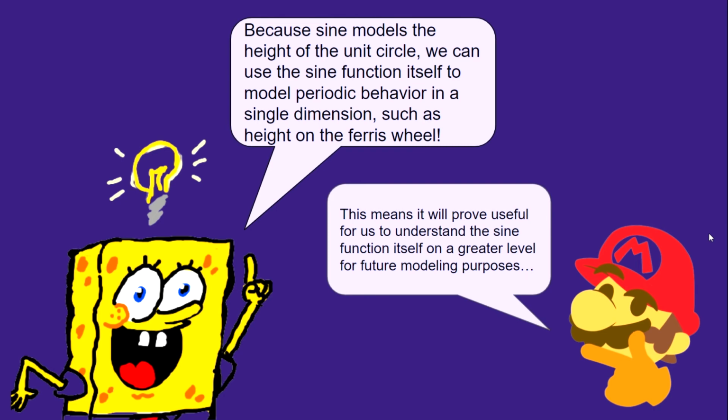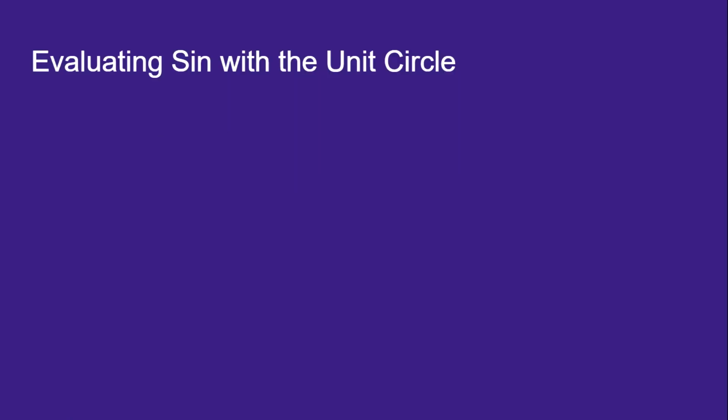Things like the Ferris wheel's height, the tides of the ocean, the movement of the planets in the solar system. There are so many things that trigonometry can be used for once we start looking at trigonometric models involving periodic behavior. So in order to develop a model of the sine function, we're going to evaluate a bunch of different angles of sine around the unit circle.